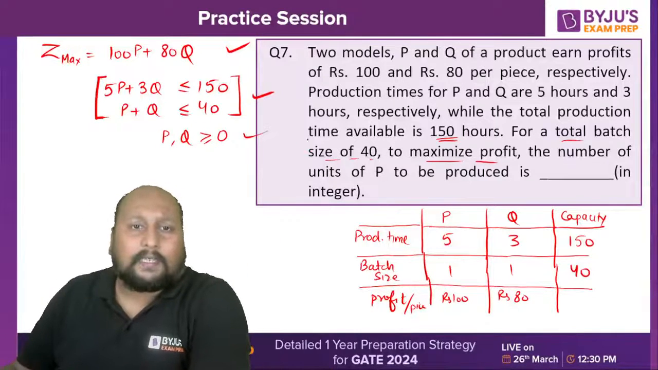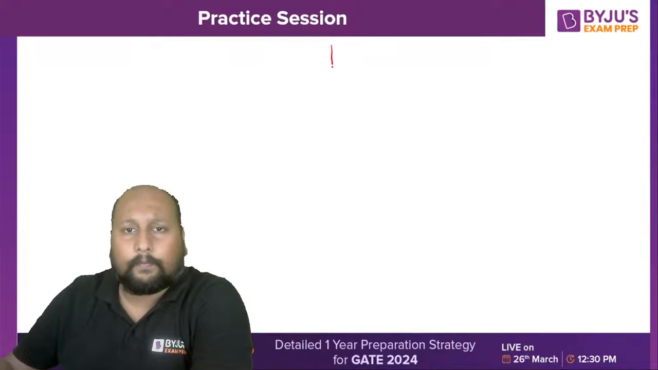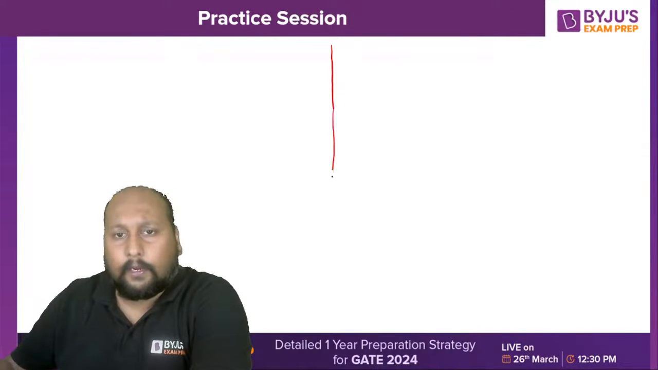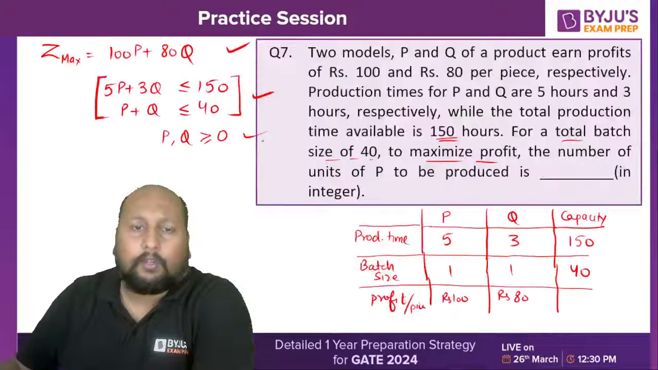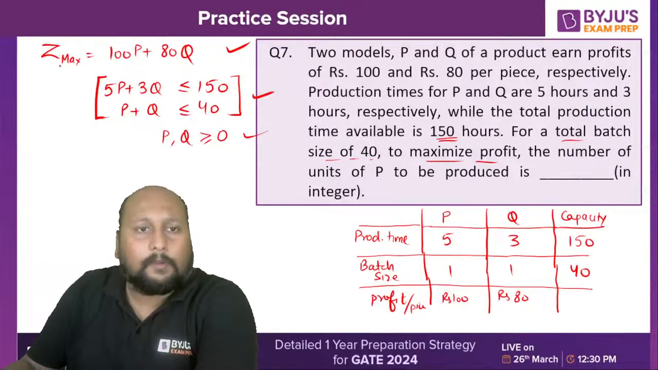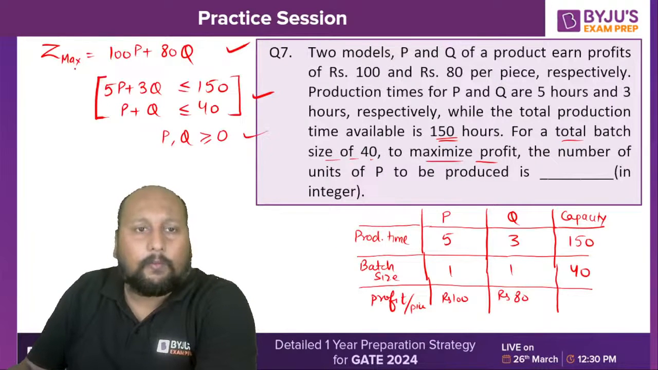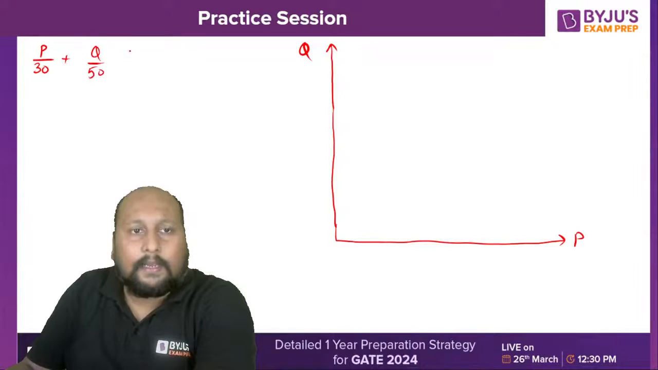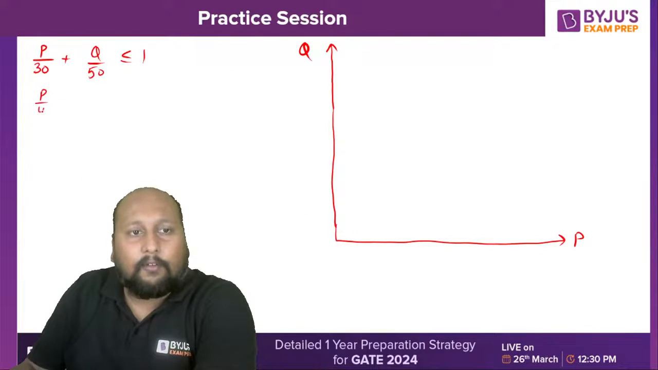So first constraint, if I try to plot this on the second page, this is P, this is Q. First constraint can be written as P divided by 30 plus Q divided by 50 less than equal to 1. This is the first constraint. Second constraint can be written as P by 40 plus Q by 40 less than equal to 1.